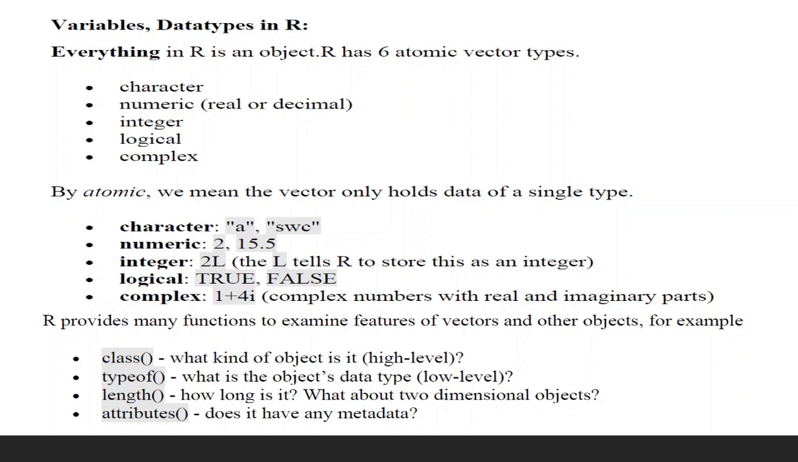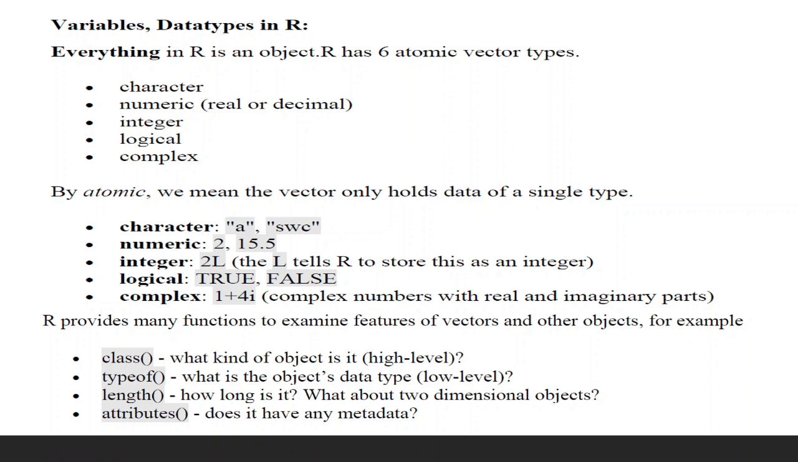In this slide, you can see in the last paragraph, there are certain functions that you can use to find which data type it is, because we are not declaring a variable of a certain data type. Whatever value you assign to that variable, it is of that type. If you assign an integer by specifying that L at the end, it will be an integer variable, else it will be numeric. If you give a character or a string, it would be a character one. The class function will give us what kind of object it is.